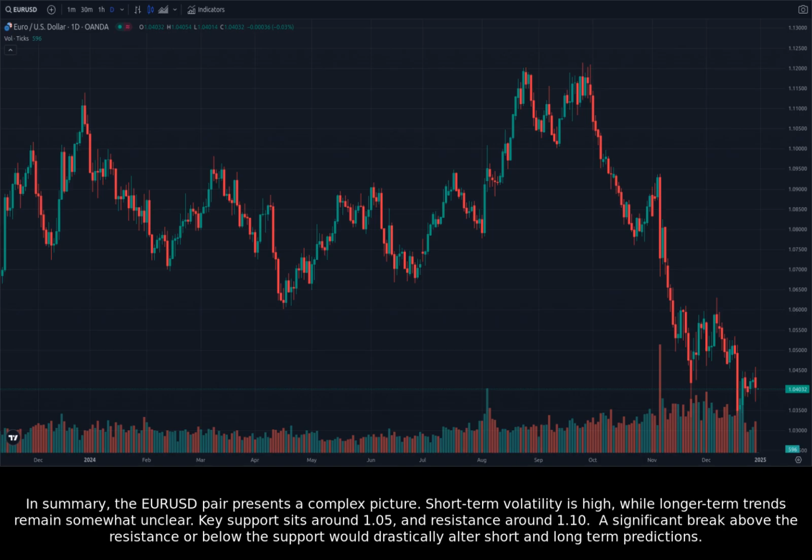In summary, the EURUSD pair presents a complex picture. Short-term volatility is high, while longer-term trends remain somewhat unclear. Key support sits around 1.05 and resistance around 1.10. A significant break above the resistance or below the support would drastically alter short and long-term predictions.